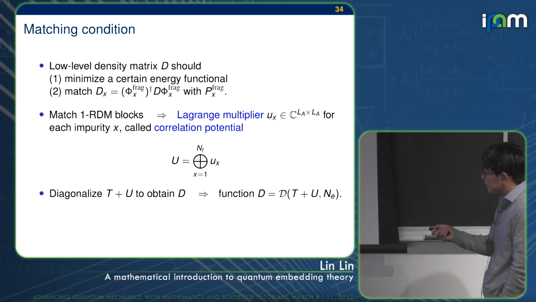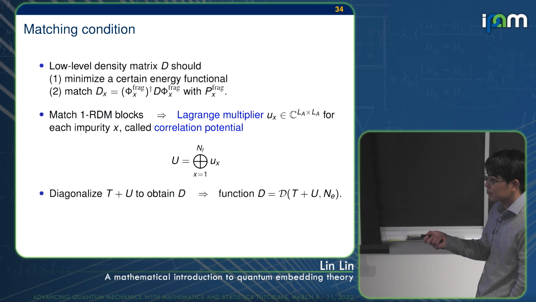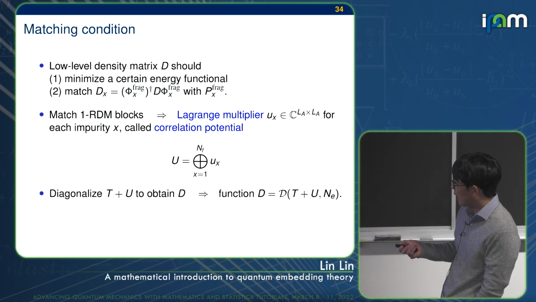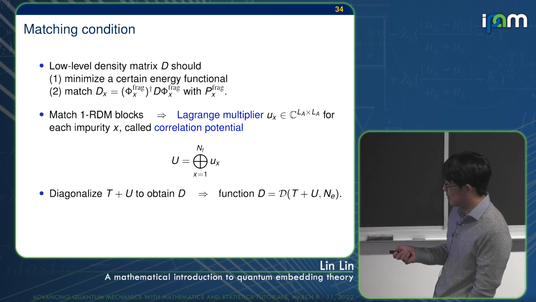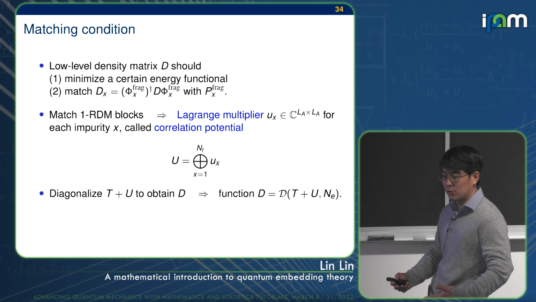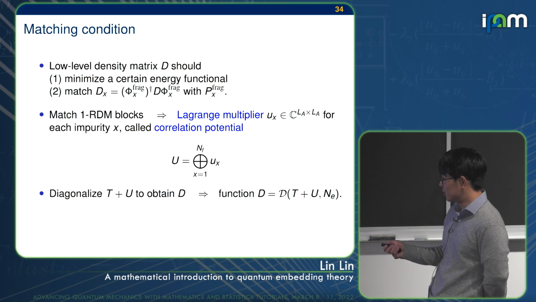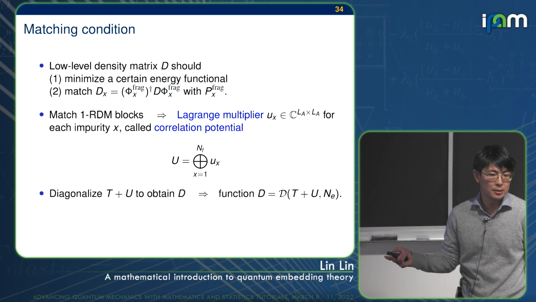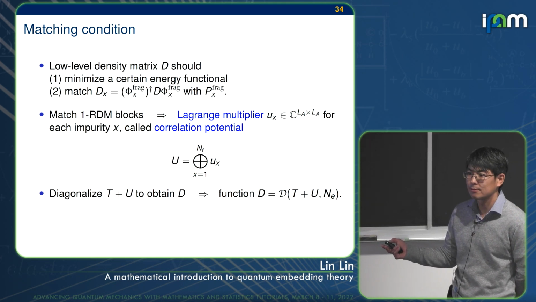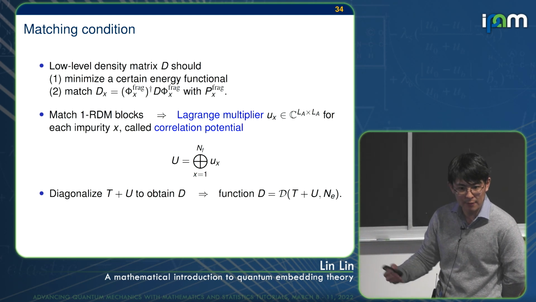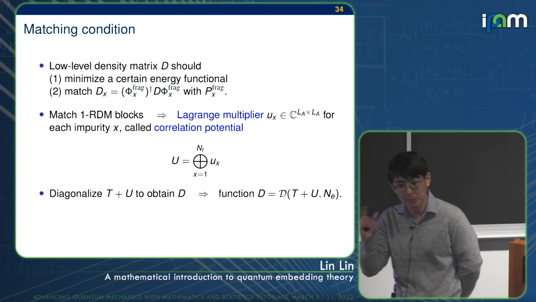More specifically, you give me a T, the quadratic Hamiltonian, for example. I add this U, which is to be defined. I diagonalize, obtain the lowest NE eigenvectors. I obtain the D, so this D can be written as a functional of T plus U with NE electrons. You give me T plus U, I have a matrix, I diagonalize it, I uniquely define a density matrix, assuming it's gapped.